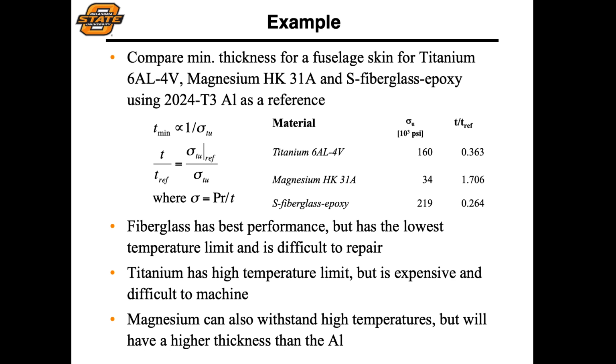So we can see fiberglass has the best performance, but it has the lowest temperature limit, is difficult to repair, and is also difficult to work with. So that may rule it out depending upon the types of environment that we're looking for. Titanium has the highest temperature limit and a performance comparable to that of the fiberglass, but it's also very, very expensive and difficult to machine. We can see the magnesium can also withstand high temperatures, but in this case has a much higher thickness than the aluminum does, and that's going to have a large impact then on our aircraft design.